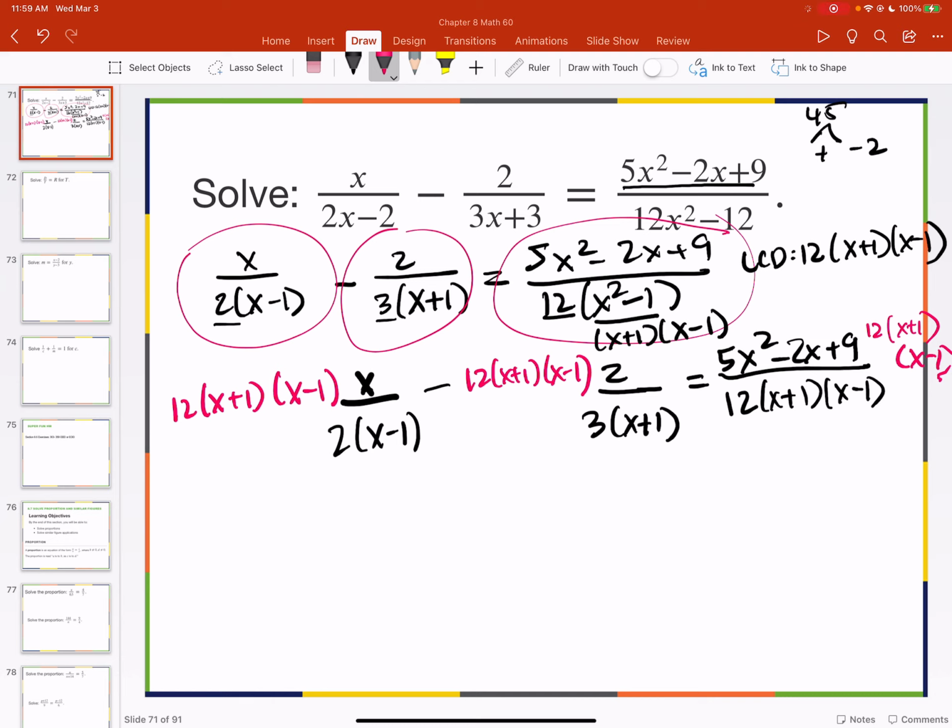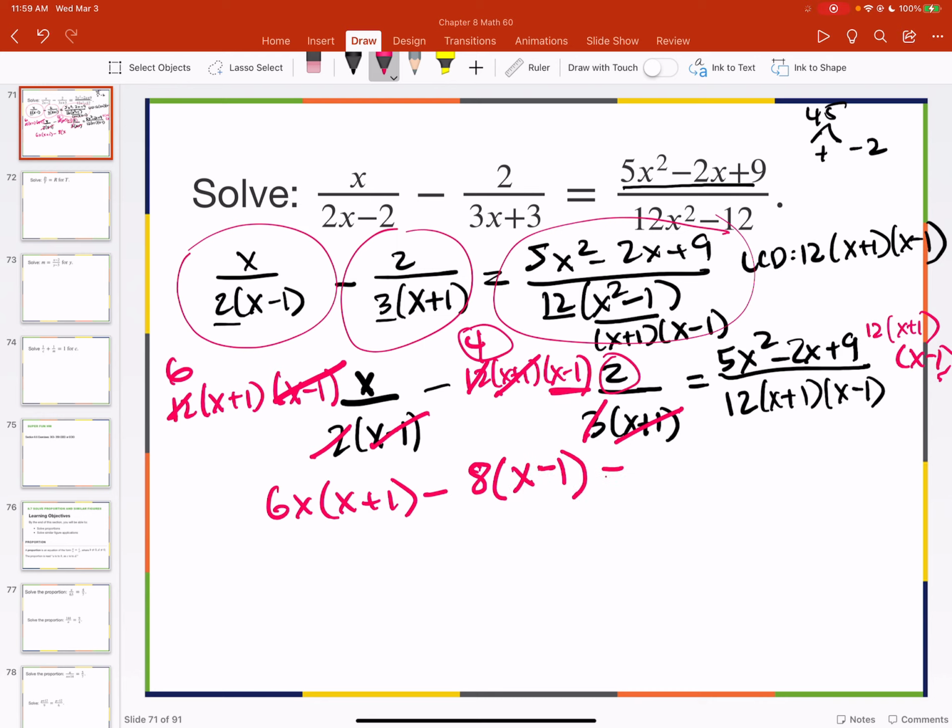Okay, so let's cancel things out now. That's the fun part. These will cancel out. 2 goes into 12 6 times. So what's left is 6x times (x plus 1) minus, what cancels out here? 3 goes into 12 4 times, and x plus 1 cancels out. We're left with 2 times 4, which is 8, times the quantity (x minus 1), okay? And then the last one, the whole denominator cancels out with the LCD, and then you're just left with 5x squared minus 2x plus 9.